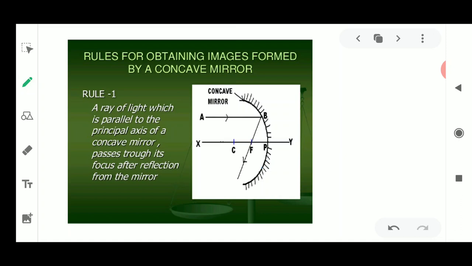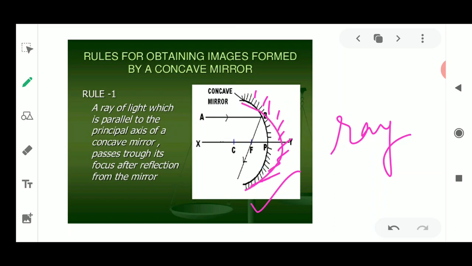So the first rule, again I am describing this rule so that it becomes very clear for you all, because these rules are very important for drawing the ray diagrams. And this is how we are going to draw the ray diagrams. You can see that the curved surface is represented by a curved line, and these lines being drawn here show that it is a non-reflecting surface, and the inner side is the reflecting surface.